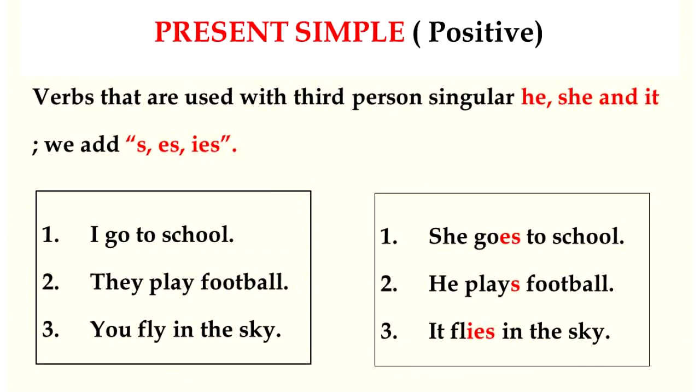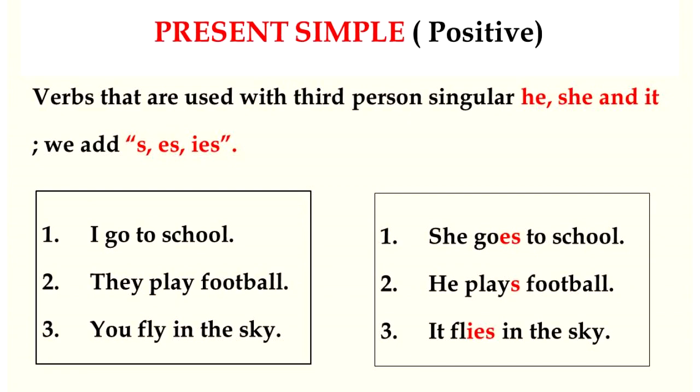And for the present simple, the teacher reviews the positive form. The pattern is subject plus verb 1. For example, I go to school, they play football, you fly in the sky. This is the present simple with positive form. But if you use it with he, she, or it, the verb should change with es, s, or ies. So, she goes to school, it flies in the sky, the bird flies in the sky. So fly changes y to ies. Okay.